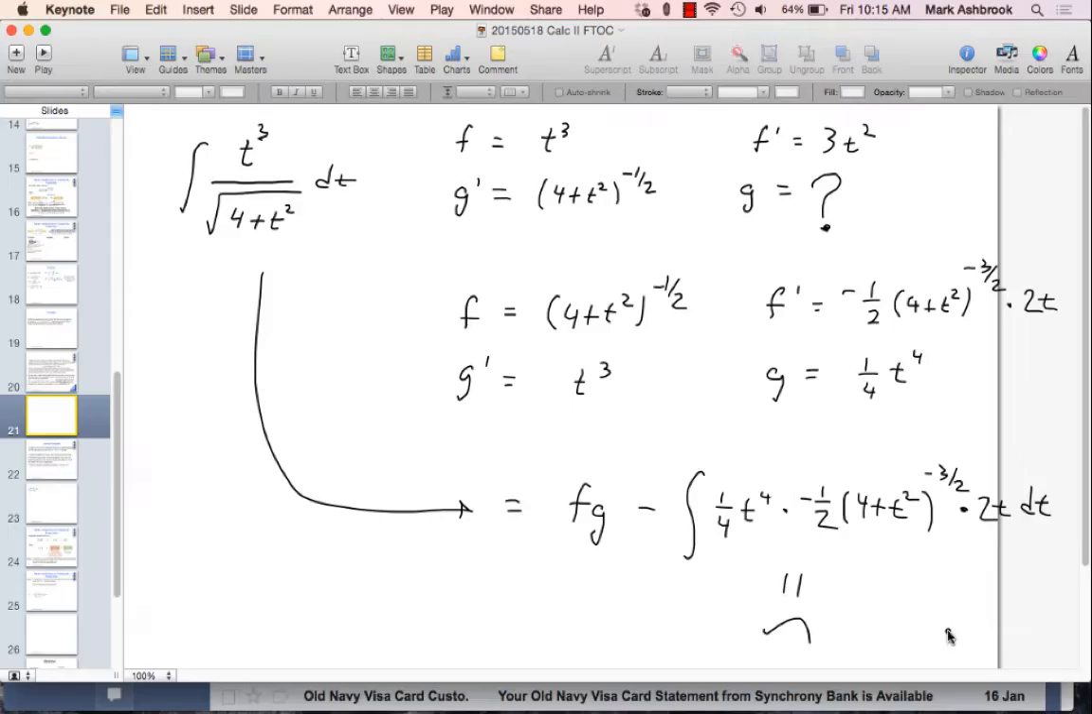So, is it something else? Or any ideas? Yeah, but the quotient rule is what? Low d high minus high d low over low squared. So no, that's not anything like that.